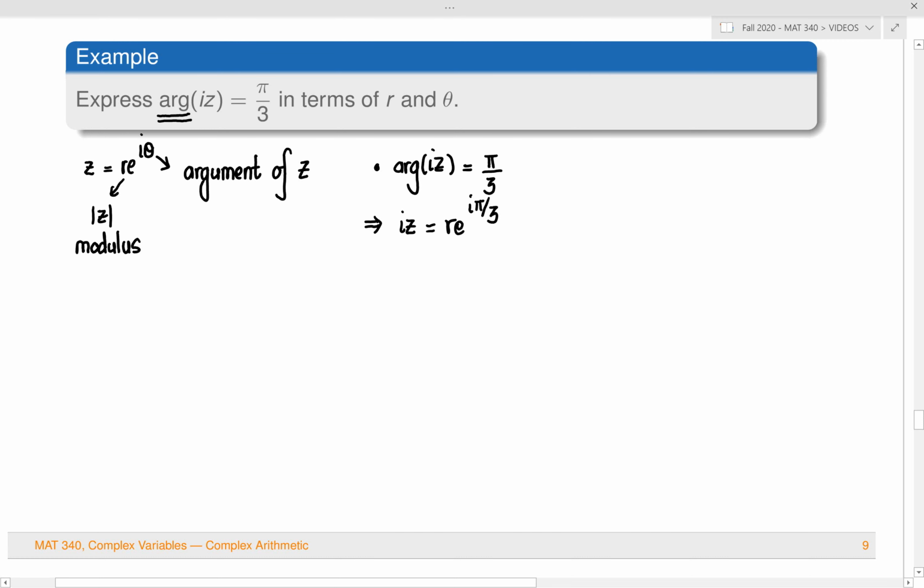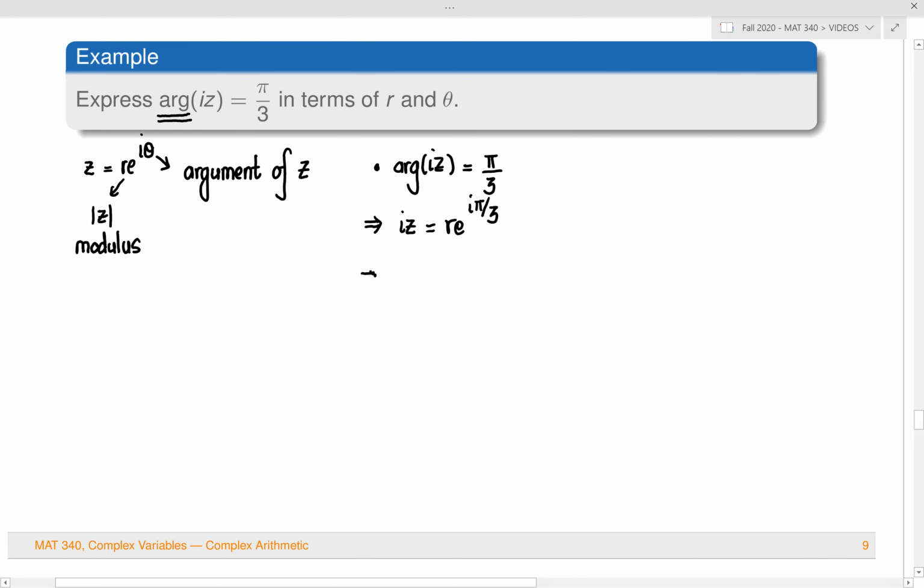All right, so if the argument of i times z is equal to pi over 3, I can say iz is going to be some number r times e to the i pi over 3. All right, so now what I'd like to do is find what z is. So let's say I want to get rid of, sorry, I'd like to get rid of the i here.